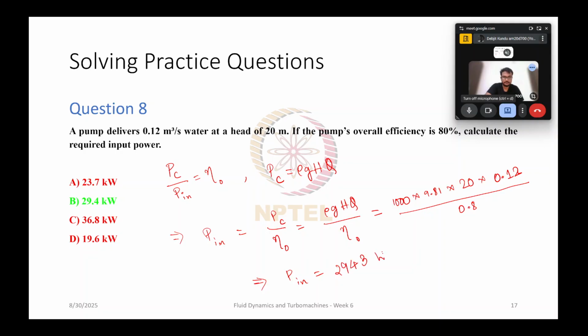2943 watts. That should give me, did I do it correct? 0.12 into 20. Oh yeah, sorry, there's another zero. So 29,430 watts. So that's basically 29.4 kilowatts, which is the answer. And that matches with option B.